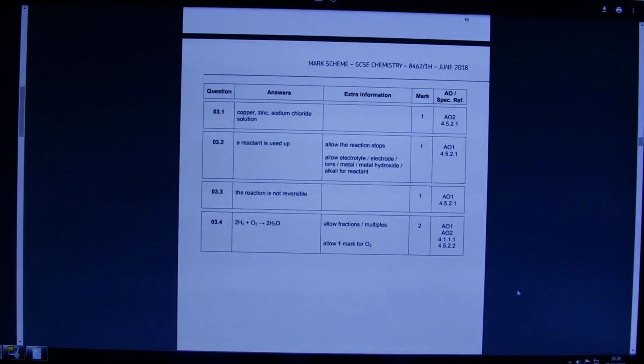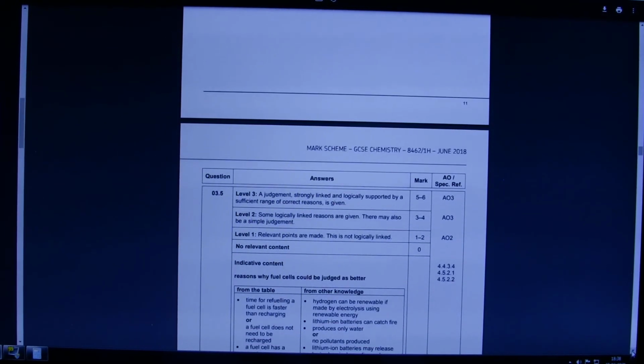2H2 plus O2 to 2H2O. Allow fractions and multiples. So you could say 4H2 plus 2O2 to 4H2O, that would be correct. Or H2 plus half an O2 to half an H2O. Sorry, H2 plus half an O2 to H2O would have been correct. Okay.